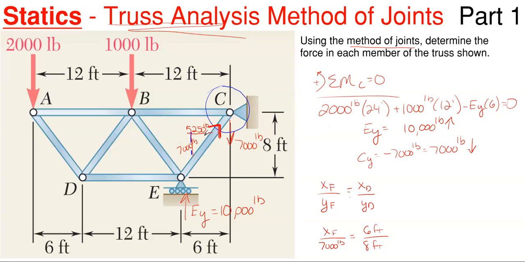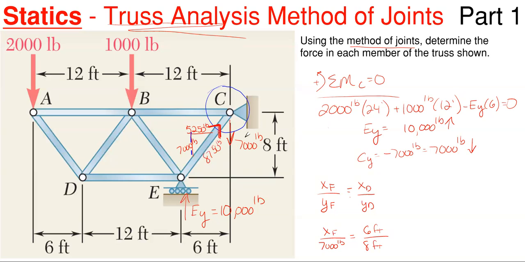And that 5,250 would be acting to the right because of this arrow direction. Alrighty, so since I have both X and Y components, I can just find my overall resultant for this diagonal member. You would just take 7,000 pounds squared plus 5,250 squared, square root it, and you end up with 8,750 pounds for that member.